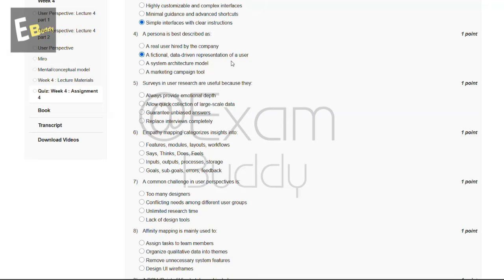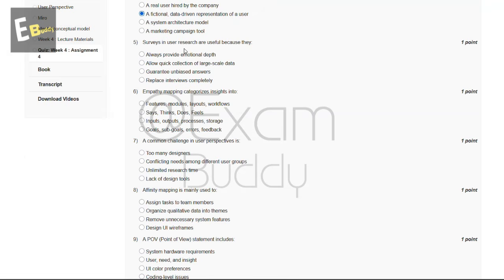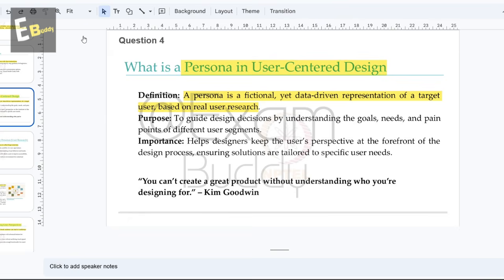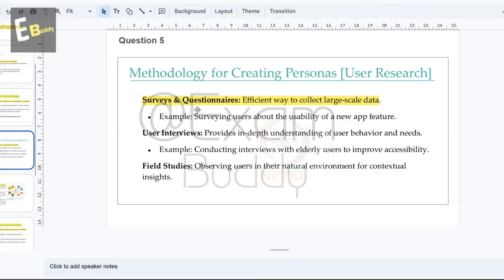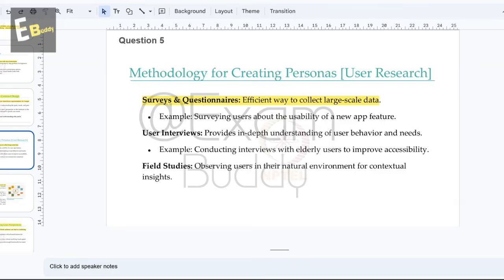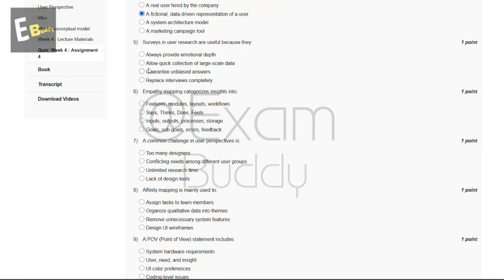And now let's go to our question number 5. Surveys in user research are useful because they. So these are the options, and now let's check the explanation. The explanation says surveys and questionnaires are an efficient way to collect large scale data. So the answer of our fifth question is B, allow quick collection of large scale data.